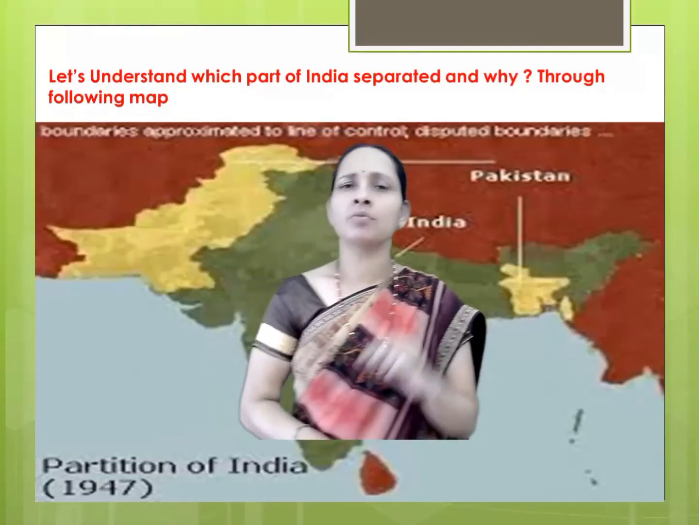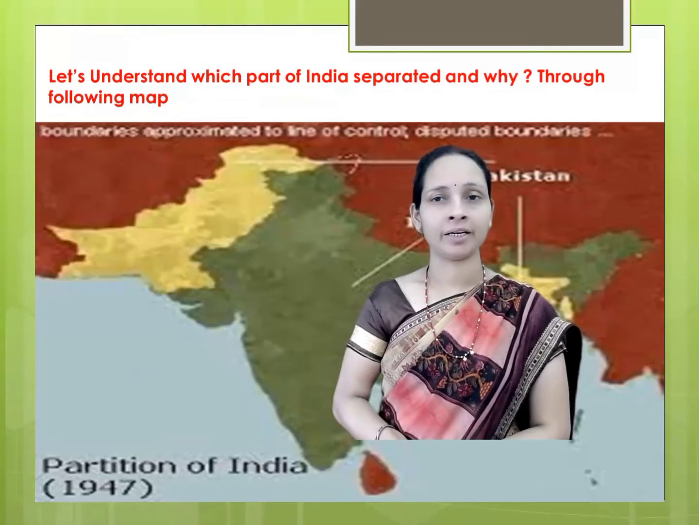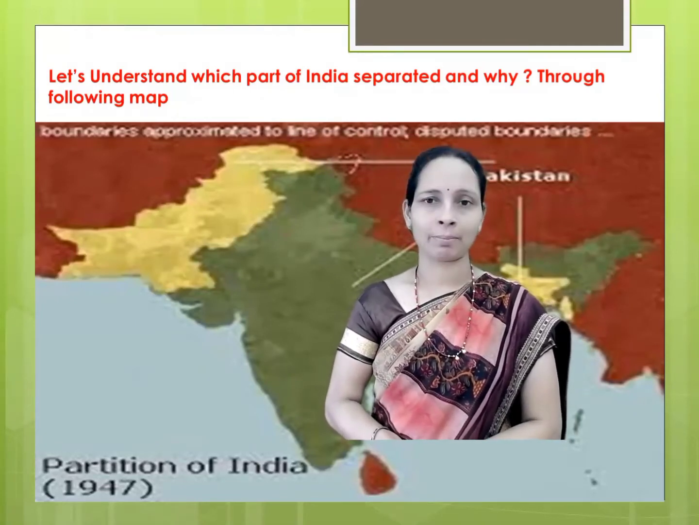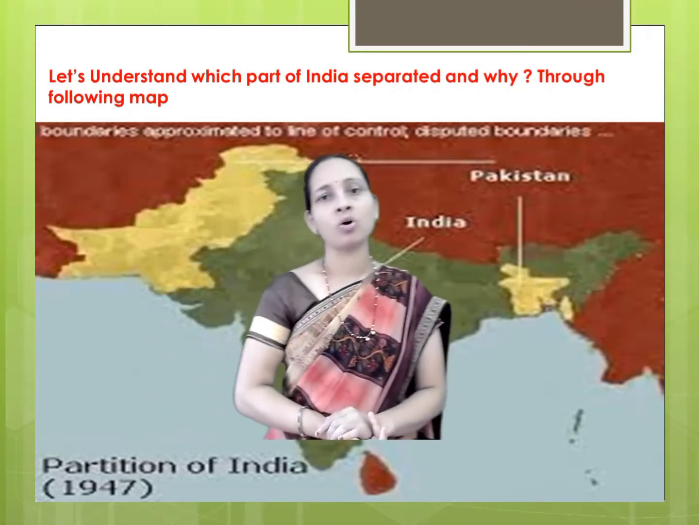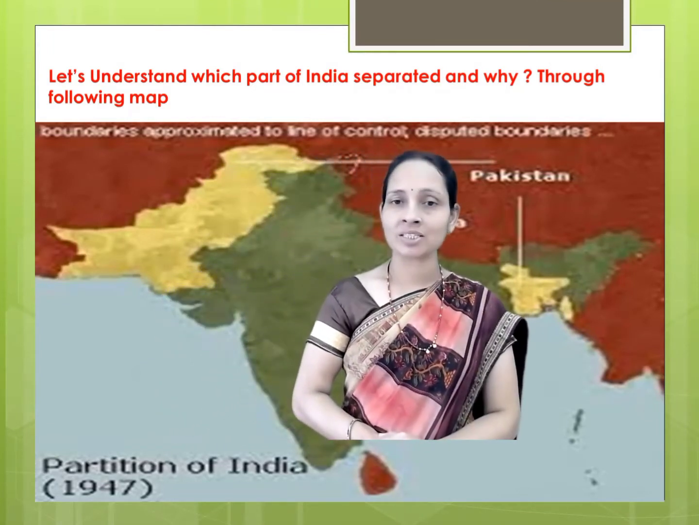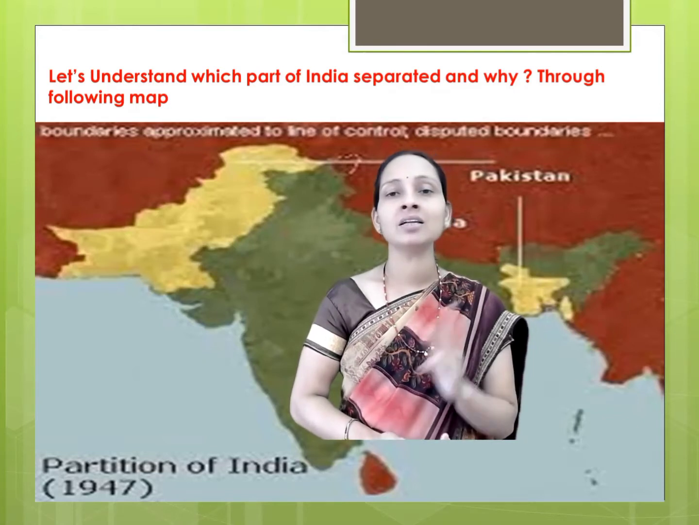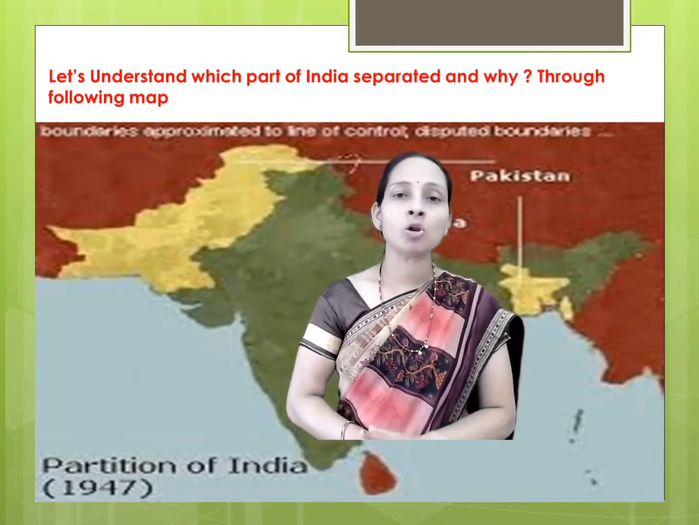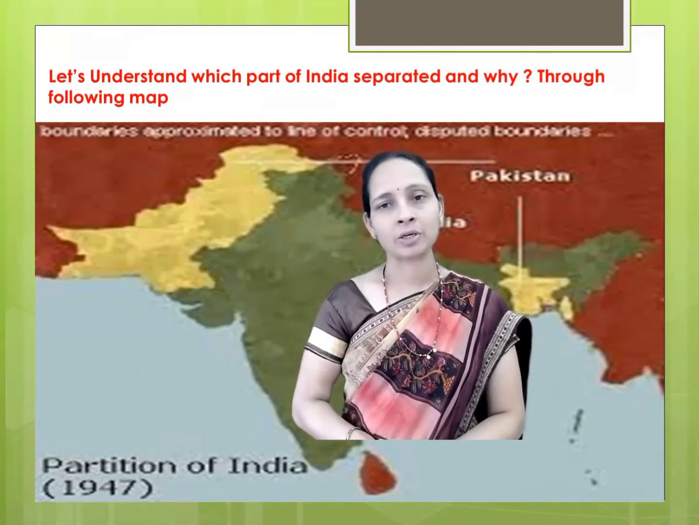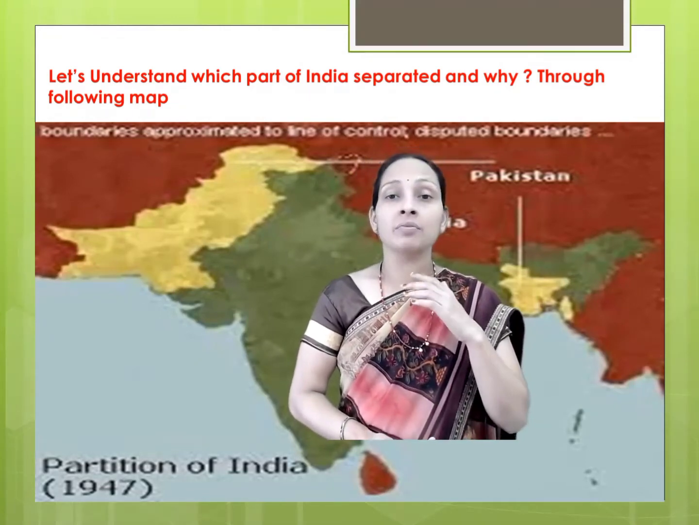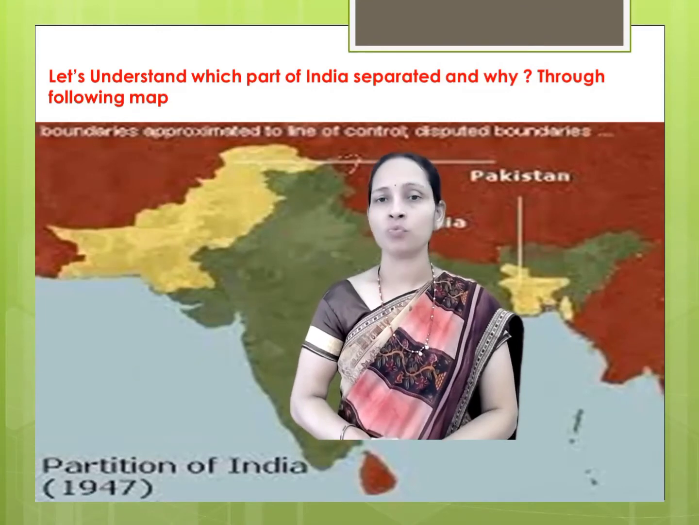Let's understand which part of India separated and why through the following map. Here we have India's map on which we have two shaded parts. One is the green color and the other is yellow color. By yellow color, you can understand which part was earlier part of India itself and which part has now been separated from India.